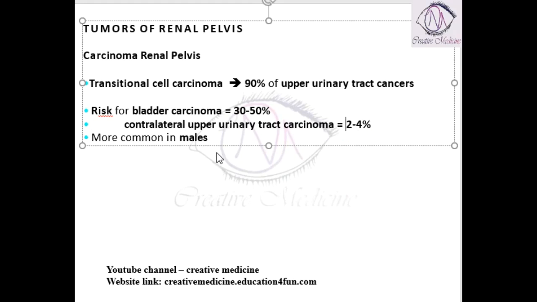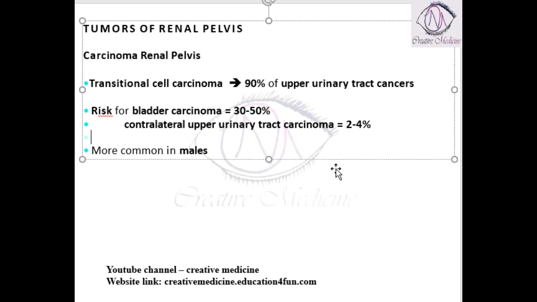So among the patients with carcinoma of renal pelvis, 30 to 50% will develop bladder carcinoma, whereas 2 to 4% will develop contralateral upper urinary tract carcinoma. So this renal carcinoma is more commonly seen in male population.